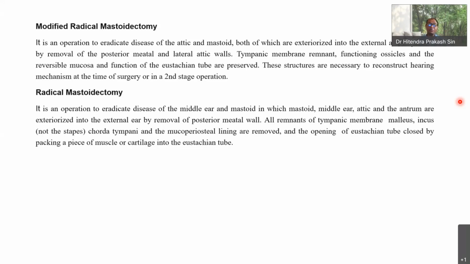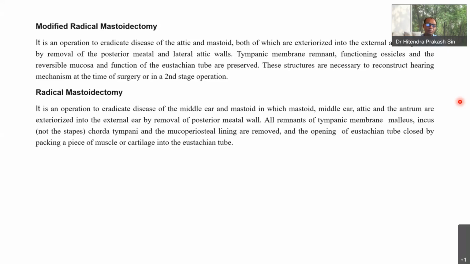All the remnants of tympanic membrane, whether they are healthy or unhealthy, the malleus, incus, chorda tympani and mucoperiosteal lining of the whole of the middle ear and mastoid are removed. The opening of the eustachian tube is also closed by plugging a piece of muscle or cartilage into the eustachian tube. So we make a cul-de-sac out of the ear and eradicate the whole of the disease, but leave the ear functionless because you are not doing any reconstruction.